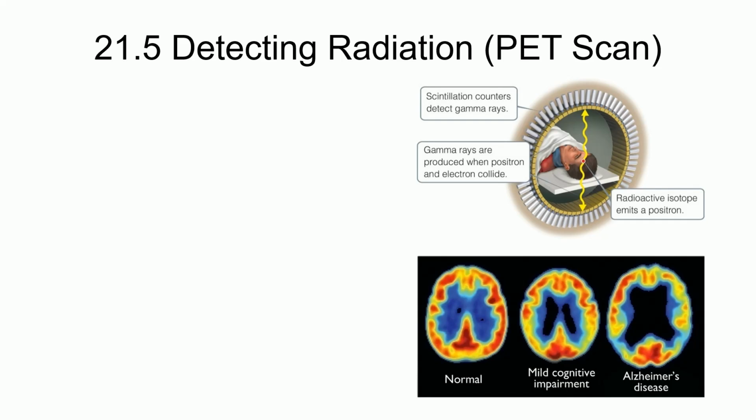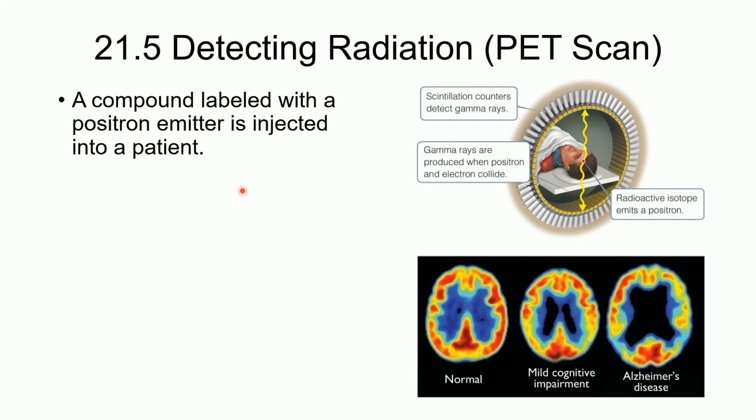In section 21.5, talking about detecting radiation, we're only going to be looking at one little sliver of information about PET scans. PET stands for positron emission tomography. The way that it works is that you have a patient that you need to scan something, usually in the brain, but it can be somewhere else.